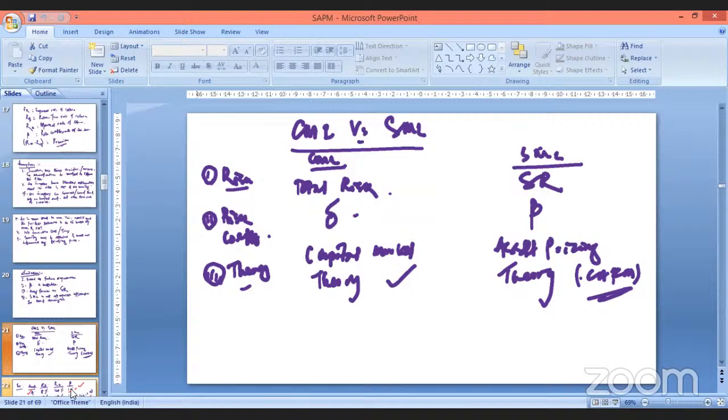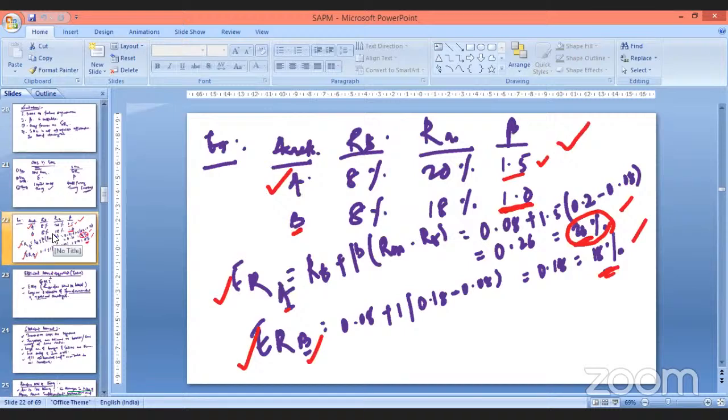So I have already taken one example. Okay, the slide is not changing. Now is it visible? Yes, sir. There are two assets, asset A and asset B. This is the risk-free rate of return, this is the market rate of return, and this is the beta coefficient associated with the individual security. So how many assets are there? Two assets, security A and security B.